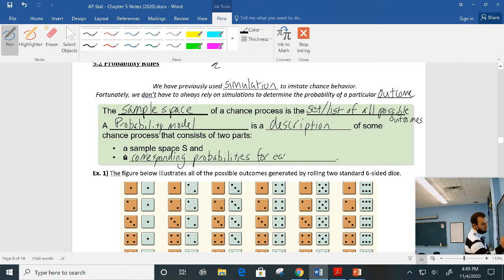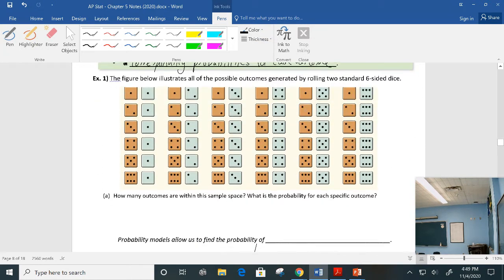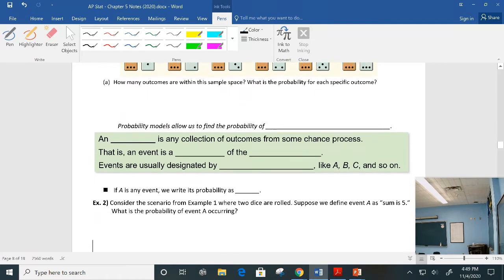So for example, if we are finding the probability of eye colors, our sample space would list out all the possible eye colors: brown, blue, green, hazel, whatever, other. And then we would put the corresponding probabilities to create the probability model or probability distribution. Here we've got an example that we'll go through in class.